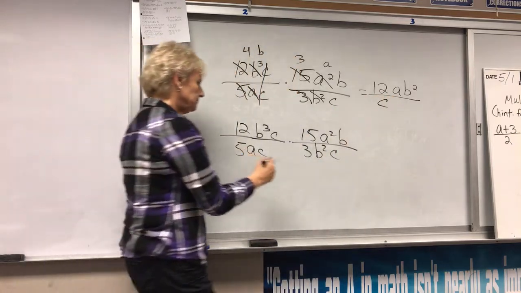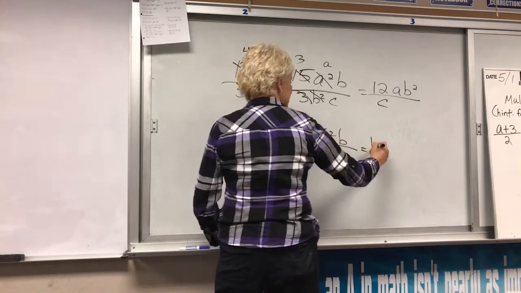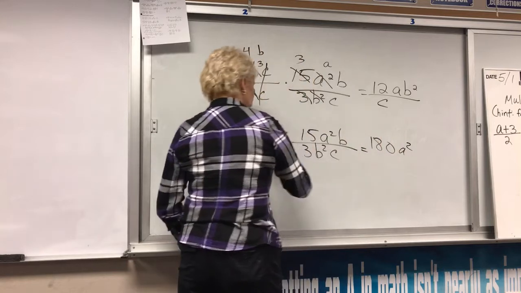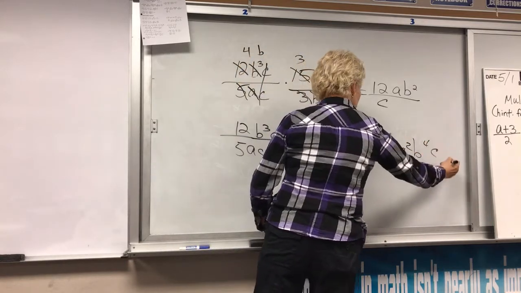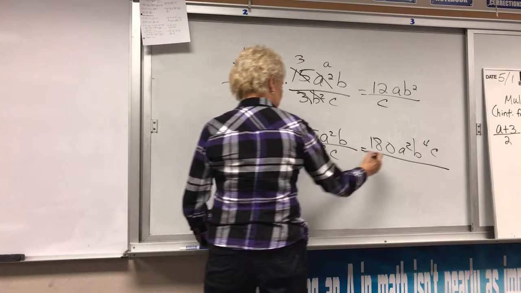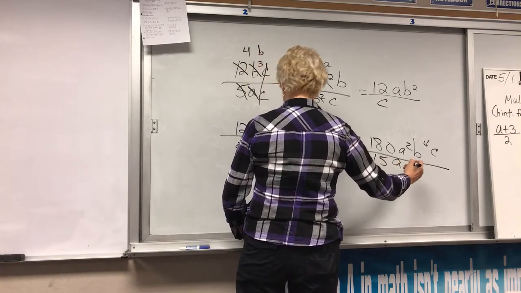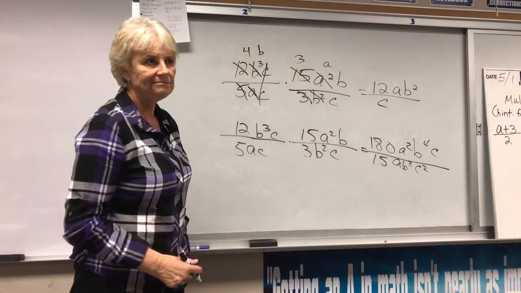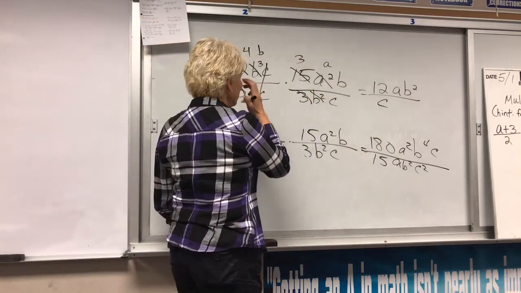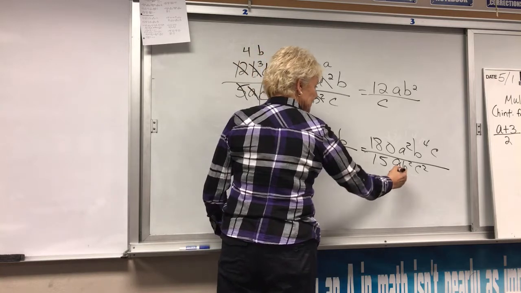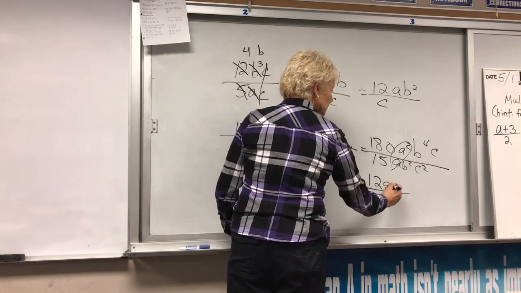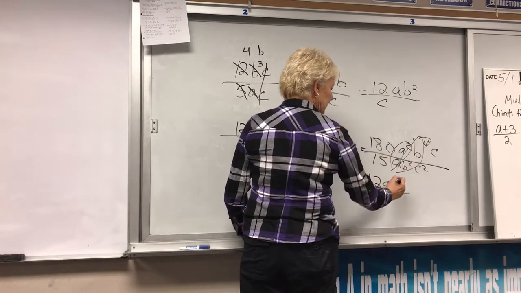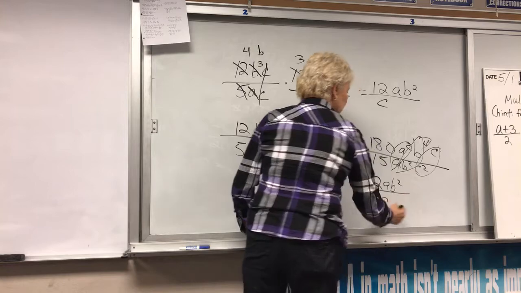Now let me show you this way. That's 180 A squared B to the 4th C over 15 A B squared C squared. And then do it. 180 divided by 15 is 12. I got an A left over on top. I have a B squared left over on top and a C left on the bottom.